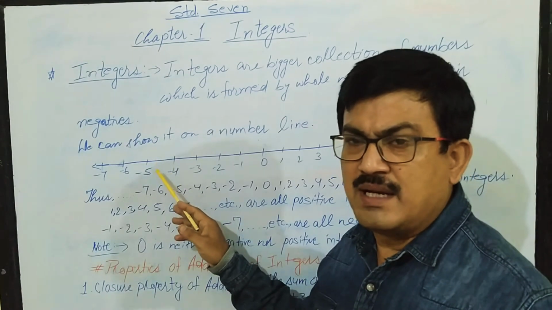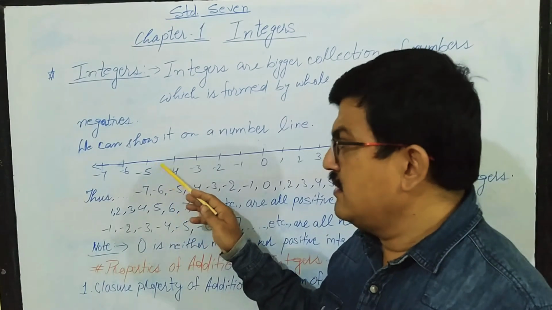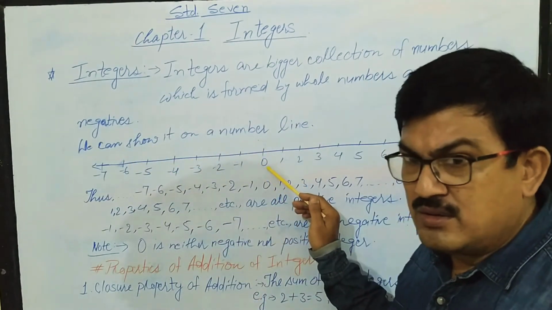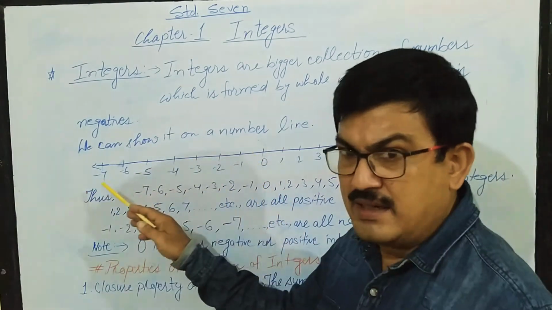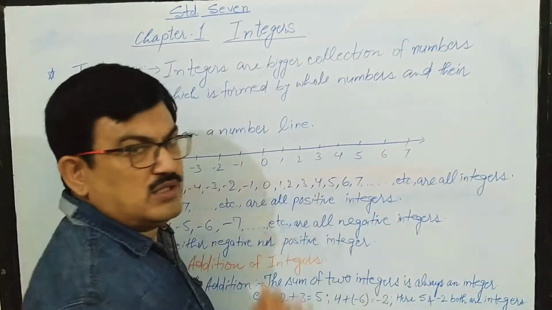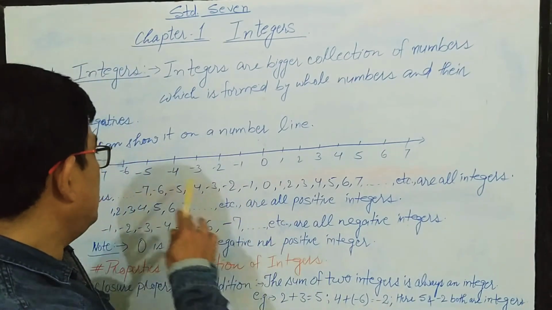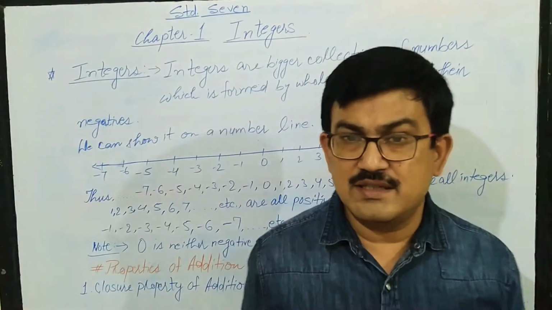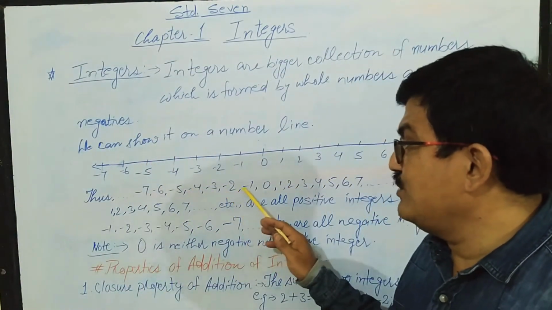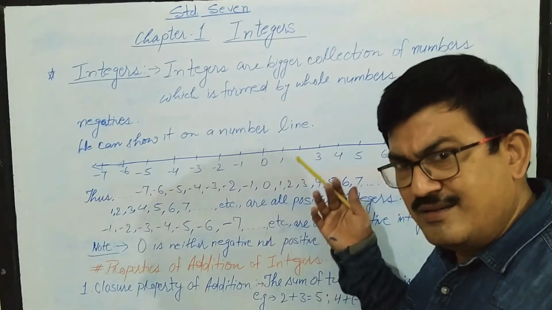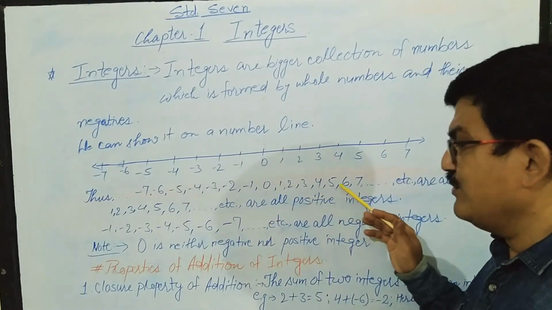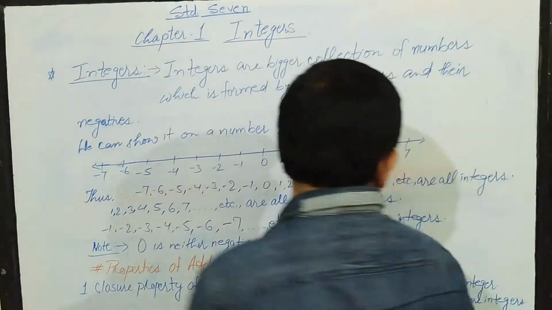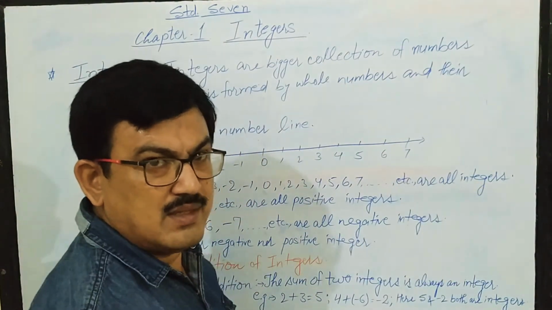With the help of a number line, it will be more clear. We can show it on a number line. Here it is 0. The left side of 0 is negative and the right side of 0 is positive. So -7, -6, -5, -4, -3, -2, -1. After that 0, 1, 2, 3, 4, 5, 6, 7, etc. They all are integers.